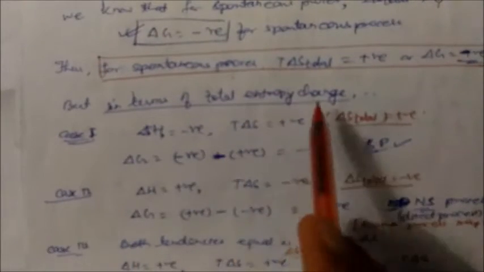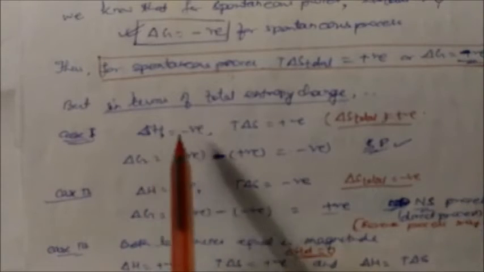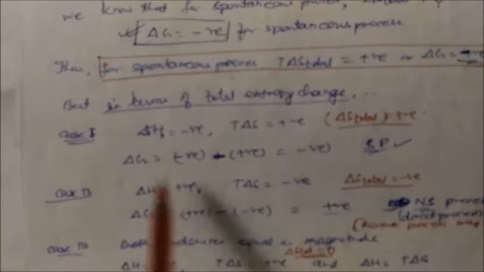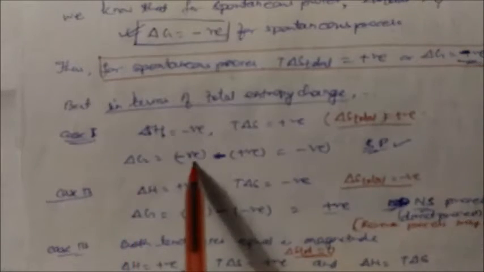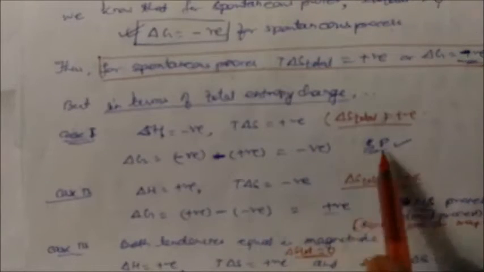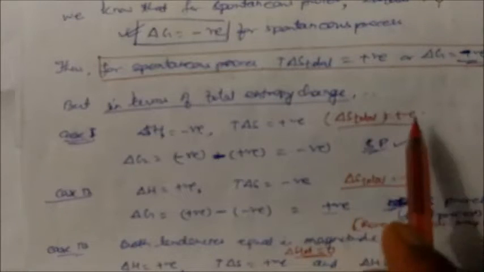In terms of total entropy change, case number 1: if delta H is negative, then T delta S will be positive. Then what happens? Delta G is negative, this whole value will be positive, then the whole value will be negative. This process is a spontaneous process. In this case, we have to consider delta S total should be positive.